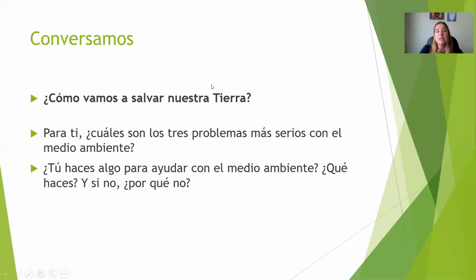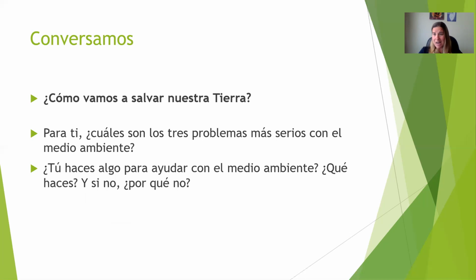And then aquí tenemos las preguntas de conversar. Y se trata del medio ambiente. Como les dije, es el tema de ese capítulo 12. So, ¿cómo vamos a salvar nuestra tierra? Tierra is earth. ¿Cómo vamos a salvarla? Para ti, ¿cuáles son los 3 problemas más serios con el medio ambiente? ¿Y tú haces algo para ayudar con el medio ambiente? ¿Qué haces? Y si no, ¿por qué no?